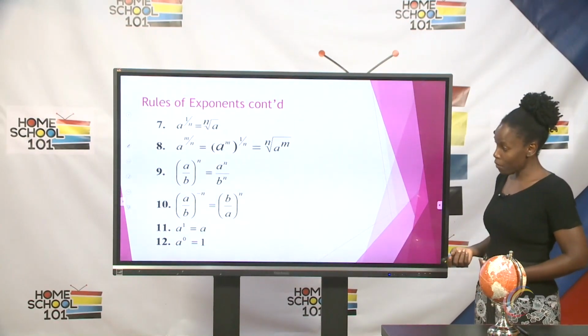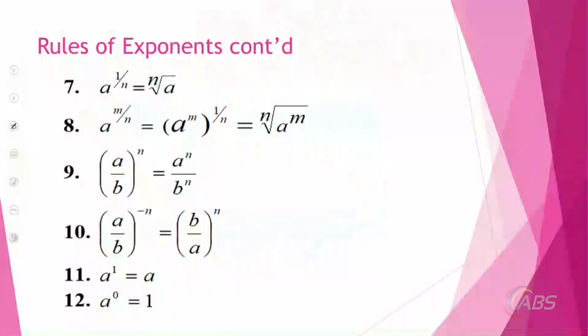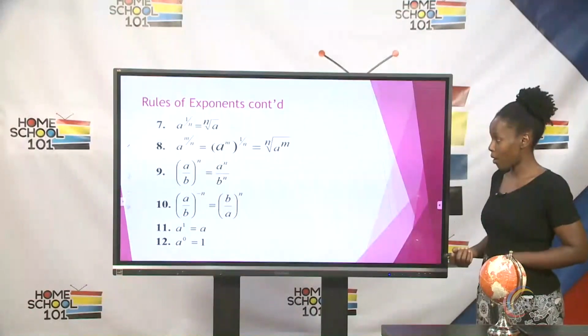The 10th rule, an extension of the 9th: once I have a negative power, I simply get rid of the negative by inverting the fraction, and it becomes positive. The 11th rule states that anything to the power 1 is itself. Once I have a base being raised to the power 1, it is always itself. And the final rule states that anything to the power 0 would give me a value of 1.